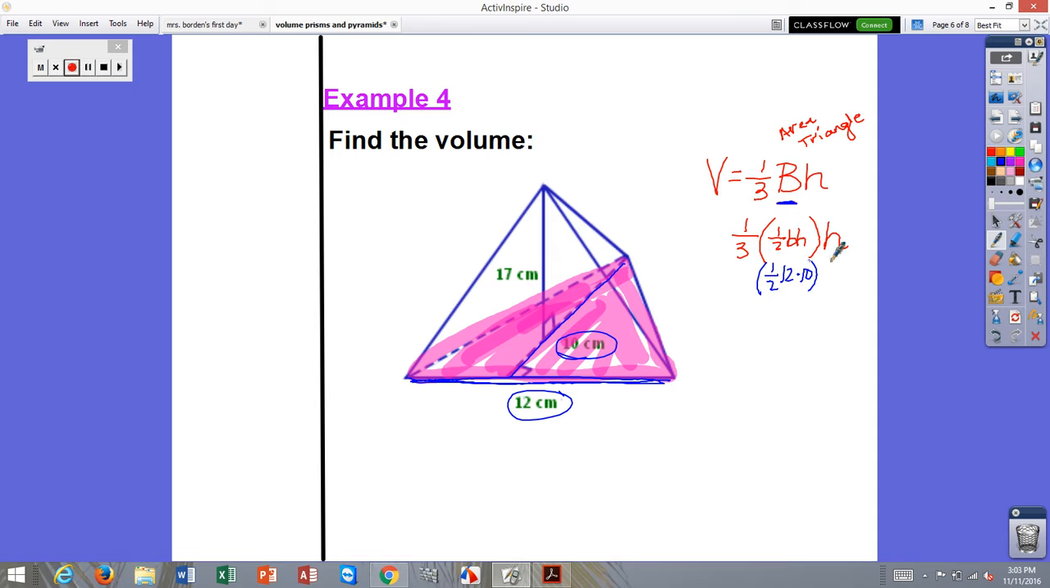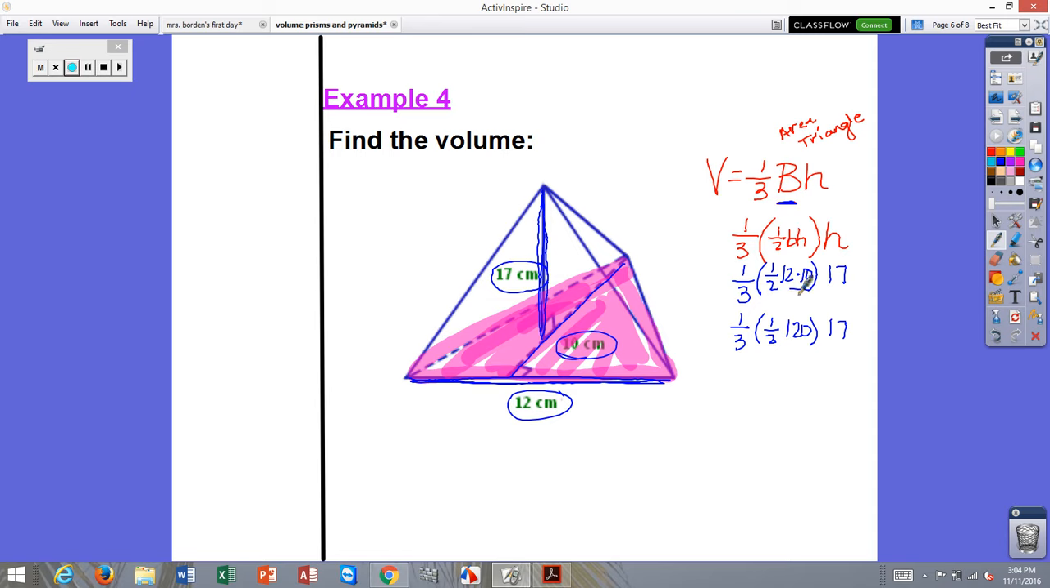And now we need the height of the pyramid. So how tall is my pyramid? From the base to the opposite apex would be right here. My pyramid is 17 centimeters. So I'm going to put a 17 right here. So 1/3 times 1/2 times 12 times 10, that'll give me the area of the base, times 17, which is the height of the pyramid. 12 times 10 is 120. So we're going to rewrite 1/3 times 1/2 times 120 times 17.